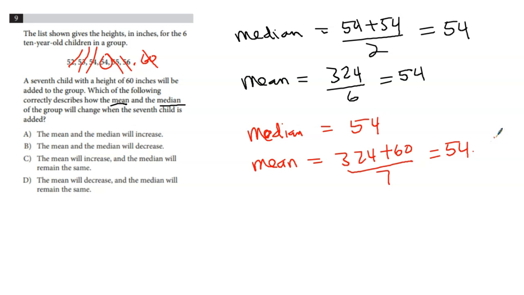And you see, let me round it to the nearest tenth. We will get this. So here we look at the multiple choice and realize that the mean will increase, and the median will remain the same. So C will be the best option here.